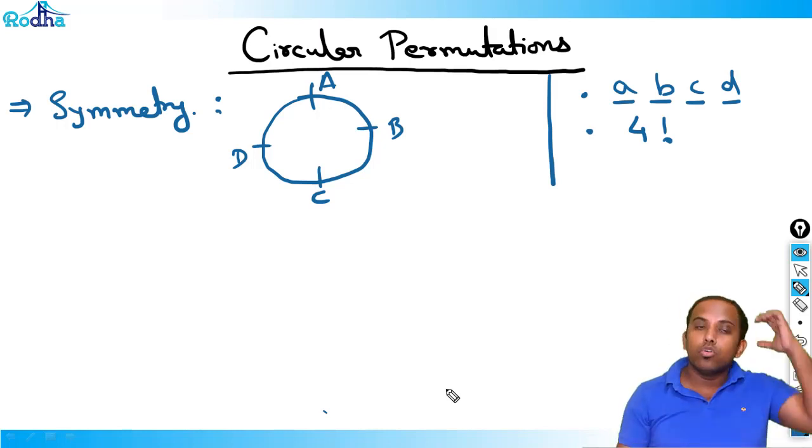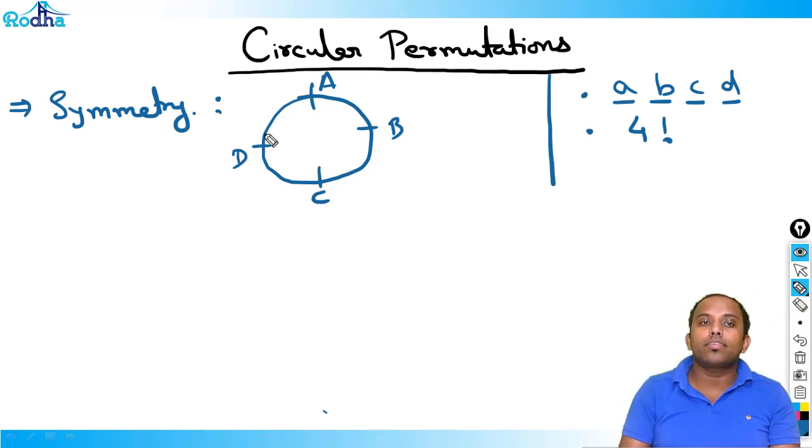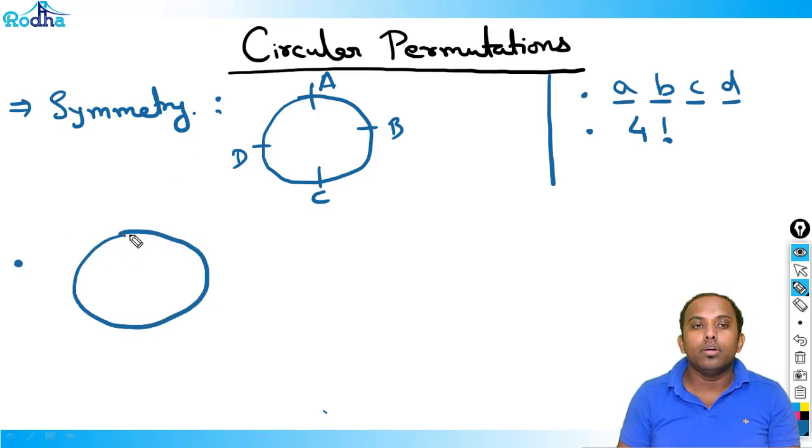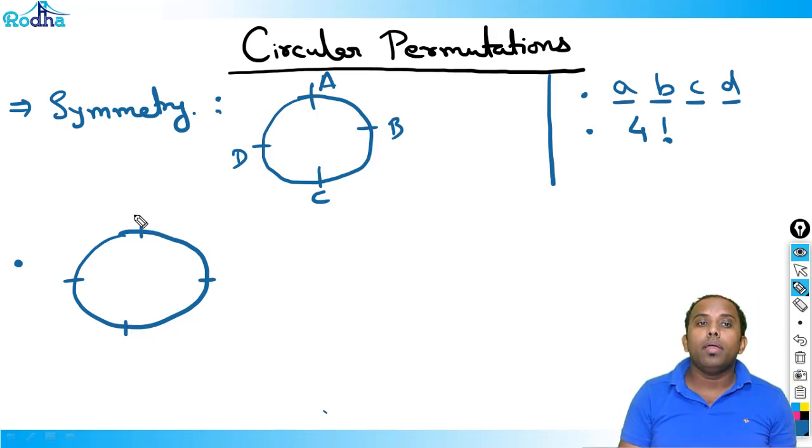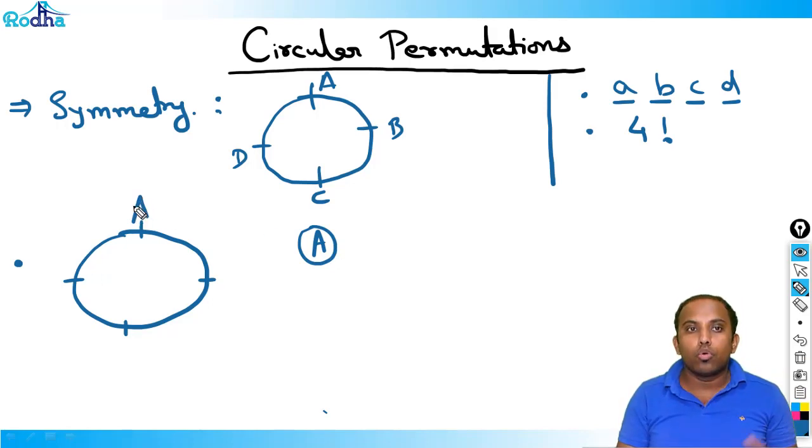So if on a circular table I have to place 4 people, 1, 2, 3, and 4, such that they occupy these 4 chairs, I'll break the symmetry by putting any one person first, let's say A. I'll place A on any one place, so A can be placed in only one way. And now the other 3 I can arrange.